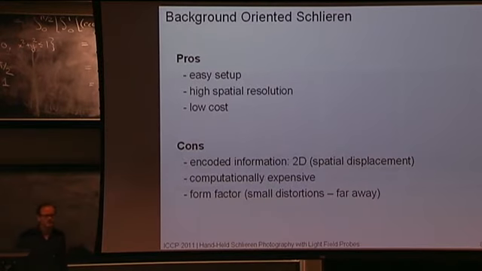The advantages of background-oriented Schlieren is that the setups are very easy. You just print a high-frequency pattern and put it in the scene. You get a very high spatial resolution, and the setups are very inexpensive. The disadvantages are that the optical flow can be computationally very expensive, especially for high resolutions. The form factor can get quite large if the distortions are very slight, because you have to place the background at a significant distance to the object so that the distortions are actually observable by the camera. Again, the encoded information is only 2D, as only the spatial displacement on the background pattern is observed.